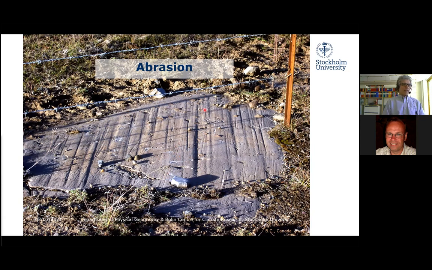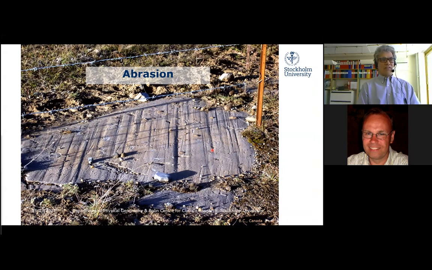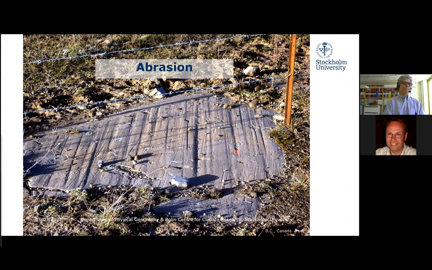And they tell us something. They tell us that ice was flowing along this axis. So it tells you the ice flow direction. And because there may be different directions, such as you see on this piece of bedrock here, you could tell that ice flow has varied over time, and you can see what is younger and what is older.